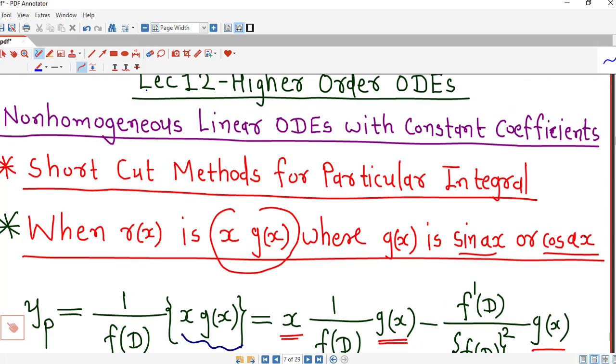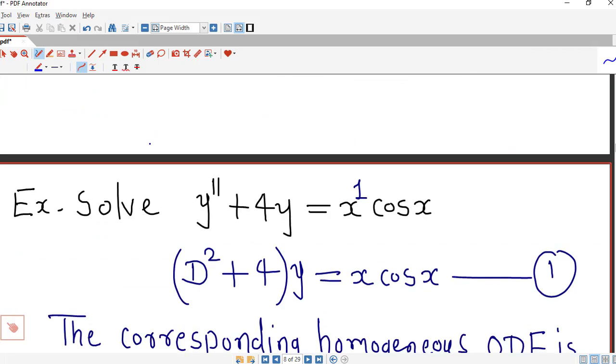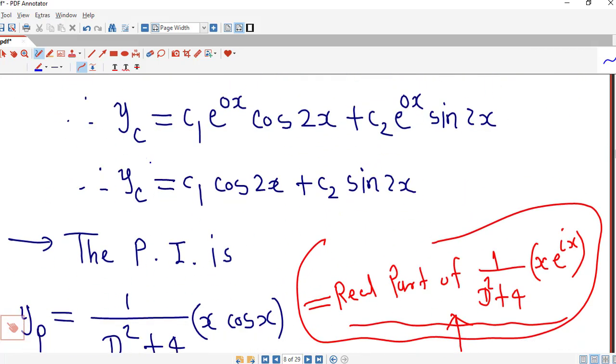We have to find the real and imaginary parts. So this is all about this lecture.